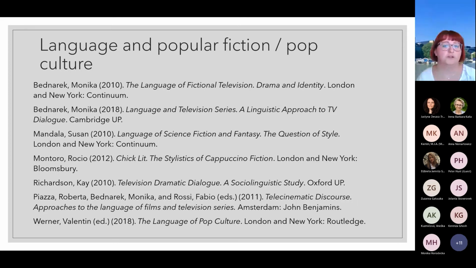If you would like to look at people who are really experts in language and popular fiction or language of popular culture, I would suggest these readings. There's Monika Bednarek from the University of Sydney. She wrote a lot about the language of fictional television, and she also created a television dialogue corpus that you can use. And then there are others like Susan Mandala, based in the UK, and Montoro and Rocío. She wrote about chick lit, so popular fiction for women, and there are others about television.